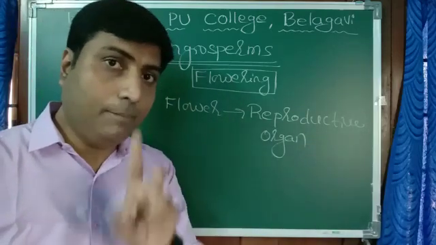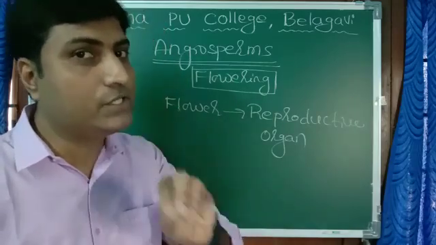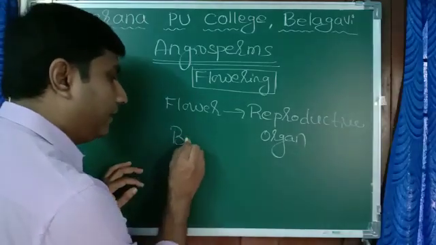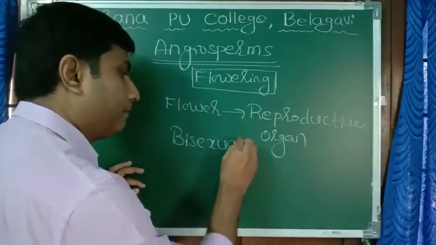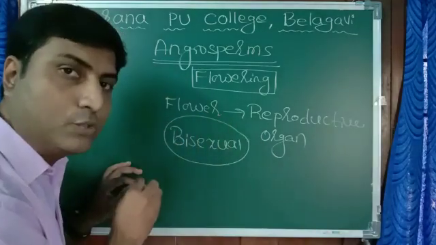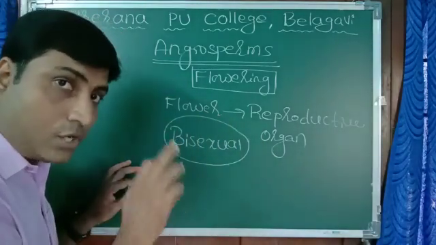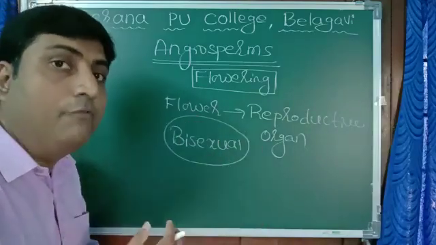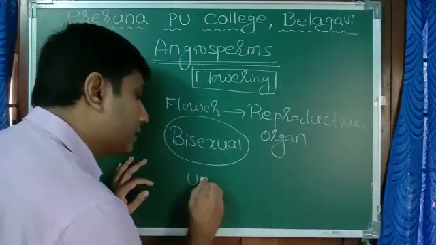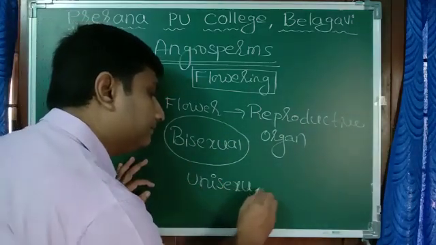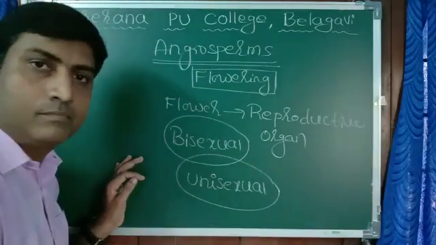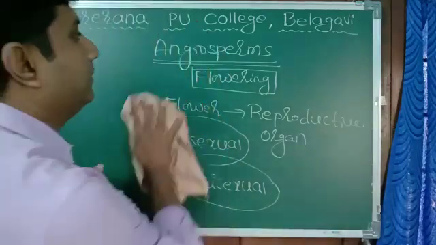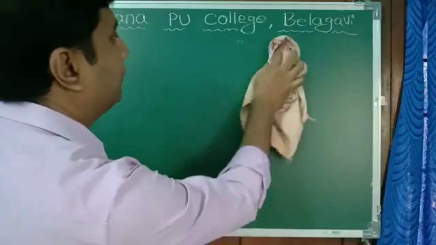If both male and female reproductive structures are found on the same flower, we call it a bisexual flower. And if they occur on different flowers, like on one flower the male reproductive part, on another flower the female reproductive part, then we call it a unisexual flower. Now, which are those male and female reproductive parts?